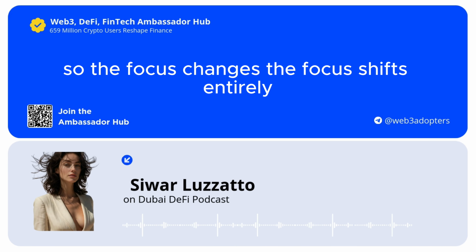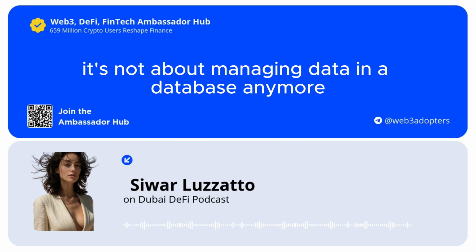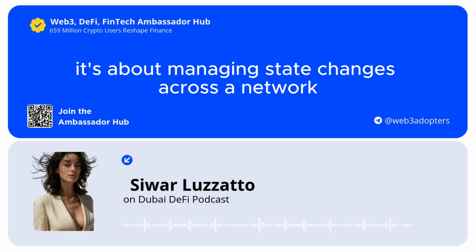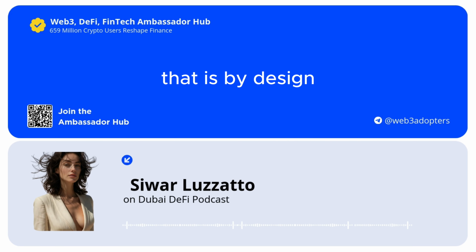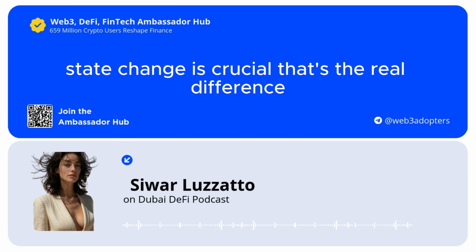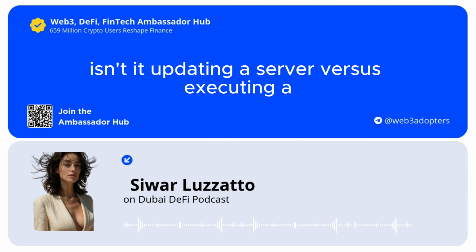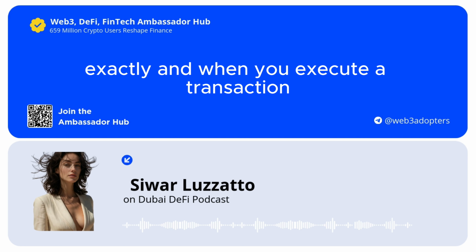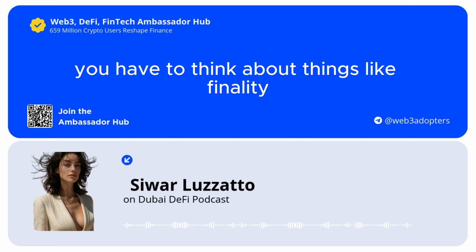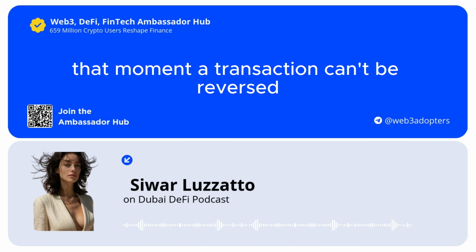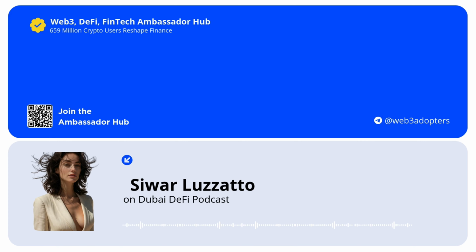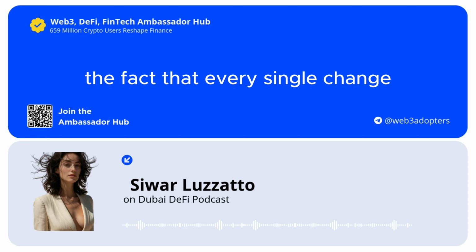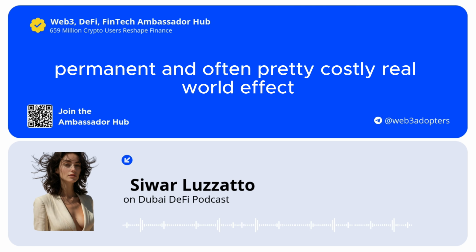So the focus changes. The focus shifts entirely. It's not about managing data in a database anymore. It's about managing state changes across a network that is, by design, immutable and distributed. State change is crucial. That's the real difference, isn't it? Updating a server versus executing a confirmed final transaction on a chain. Exactly. And when you execute a transaction, you have to think about things like finality, that moment a transaction can't be reversed. And the costs, the gas fees. Developers have to get their heads around the fact that every single change they program has an immediate, permanent, and often pretty costly real-world effect.